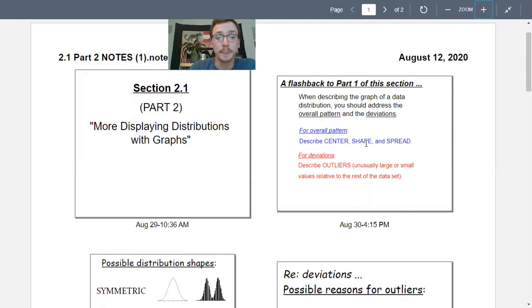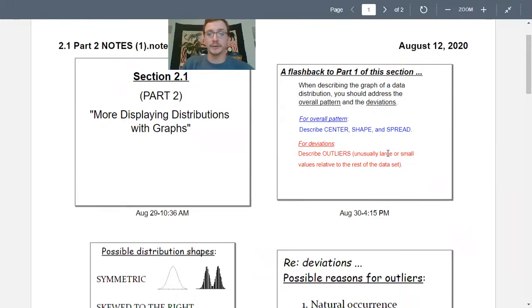The shape here, we're going to get to in just a second, but that just refers to what pattern your graph's data follows. And again, the spread is the range. So just what's the lowest value it goes to, what's the highest value that it goes to. And again, for outliers, we're still looking for unusually large and unusually small values relative to the rest of the data set. So if something on a graph, you're like, wow, that's kind of far away, for right now in statistics, that's just how we're going to define an outlier.